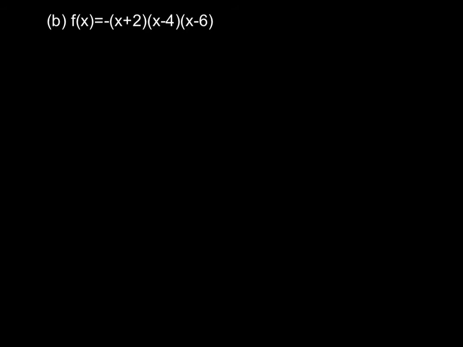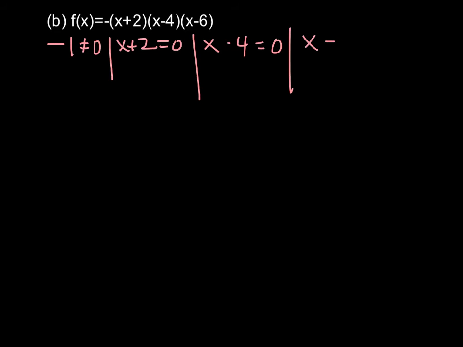All right, so let's look at letter B, I should say. We're going to do the same thing that we did the last time. We're going to find the zeros. So we have a -1. Well, that can't be equal to 0, right? And then we have x plus 2, and we're going to set that equal to 0. We have x minus 4, and we're going to set that equal to 0. And lastly, we have x minus 6, and we're going to set that equal to 0.